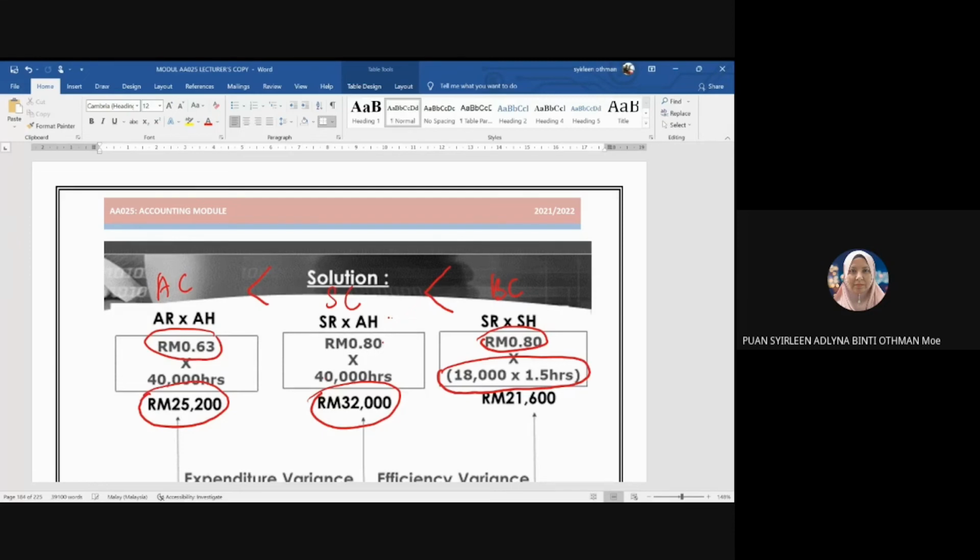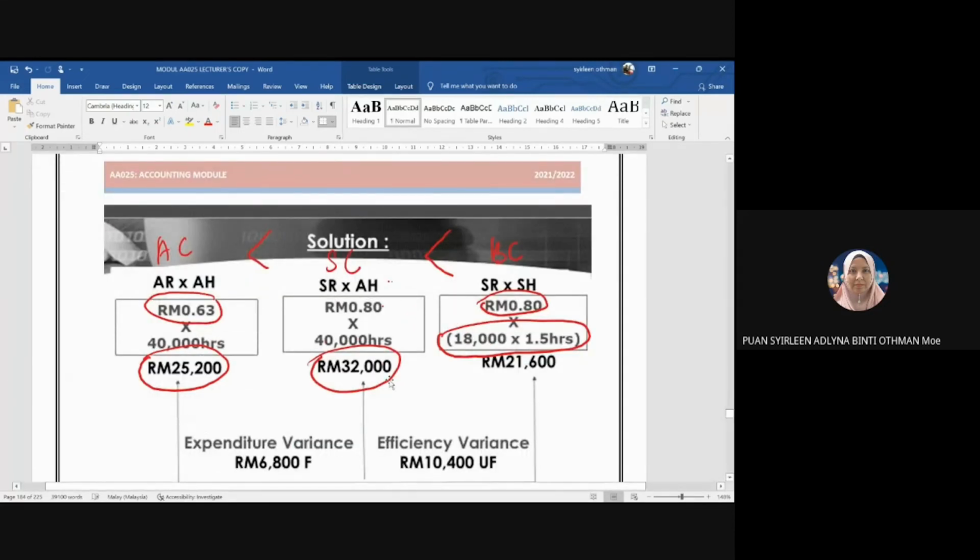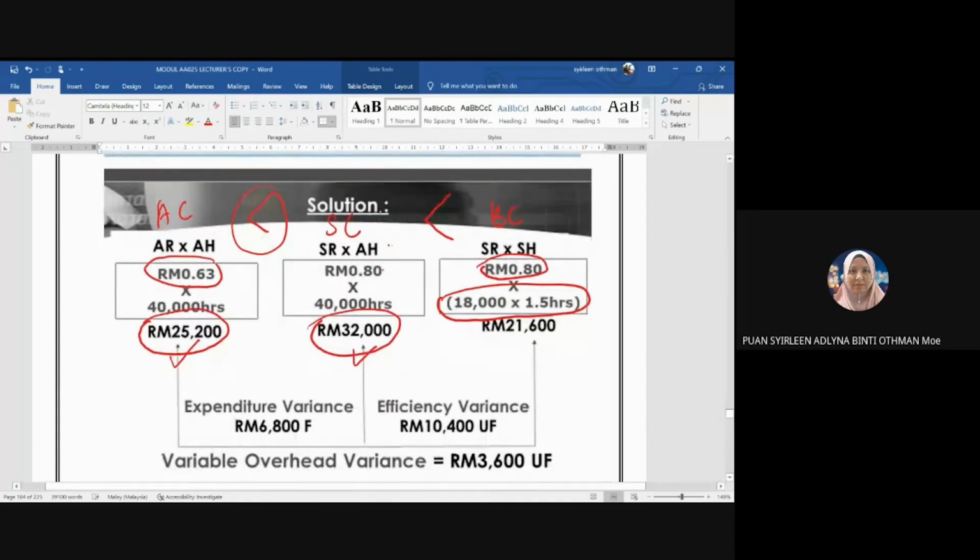Okay, so the difference for the expenditure variance: actual cost 25,200, standard cost is 32,000. That means this meets the condition. So your expenditure variance is favorable by the amount of 6,800. Okay, alright. And for the efficiency variance, the budgeted cost is 21,200. You budget only 21, but your standard is 32. So you do not meet the condition. So that means your efficiency variance is unfavorable by the amount of 10,400 ringgit.